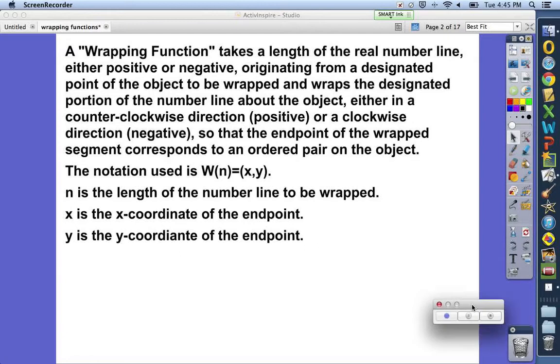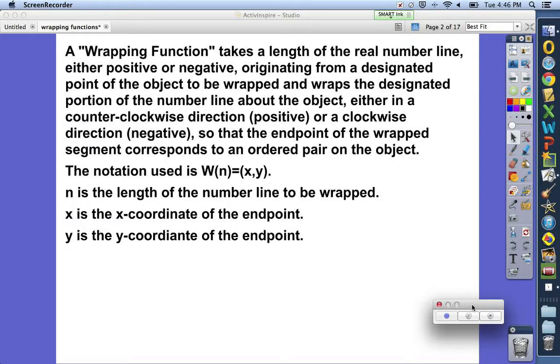We will be looking at a wrapping function. First, if you'd like to pause this to write this down, feel free. A wrapping function takes a length of a real number line, either positive or negative, originating from a designated point of the object to be wrapped, and wraps the designated portion of the number line about the object, either in a counterclockwise direction, which we'd be considering positive, or in a negative direction, which would be clockwise. So the endpoint of the wrapped segment corresponds to an ordered pair on the object. Now it's kind of wordy, but actually it's really quite simple when we show you the visuals.